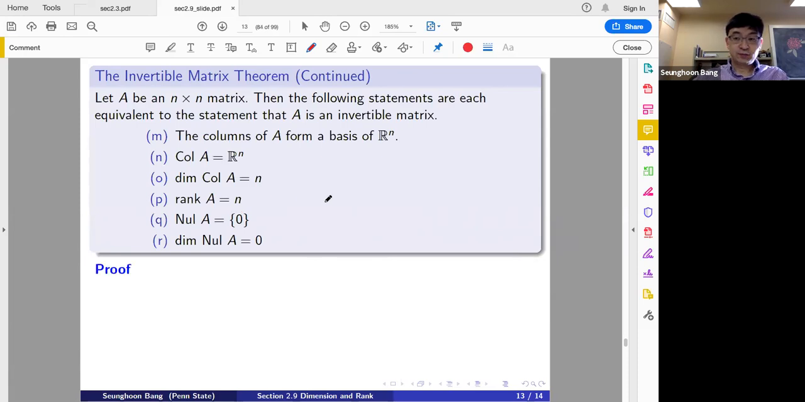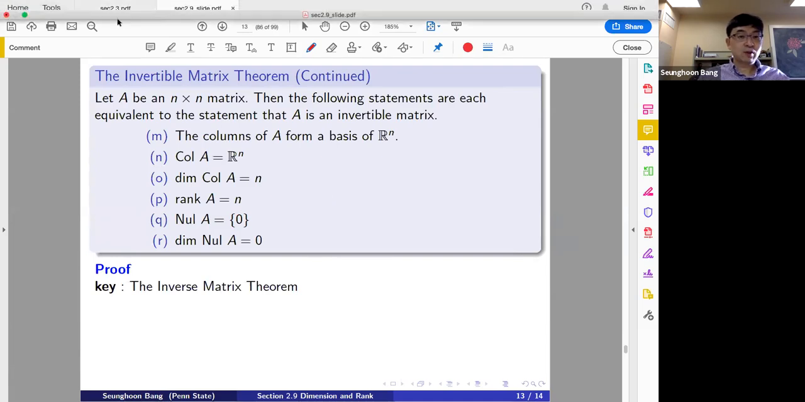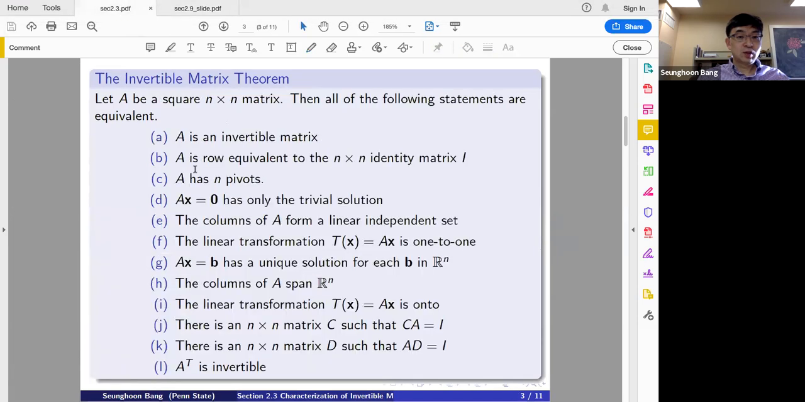The proof. We can use the key inverse matrix theorem. Remember the inverse matrix theorem, section 2.3. So we go to section 2.3 and use the inverse matrix theorem there. Usually we can use this idea. So here, we can use this one. This is E.